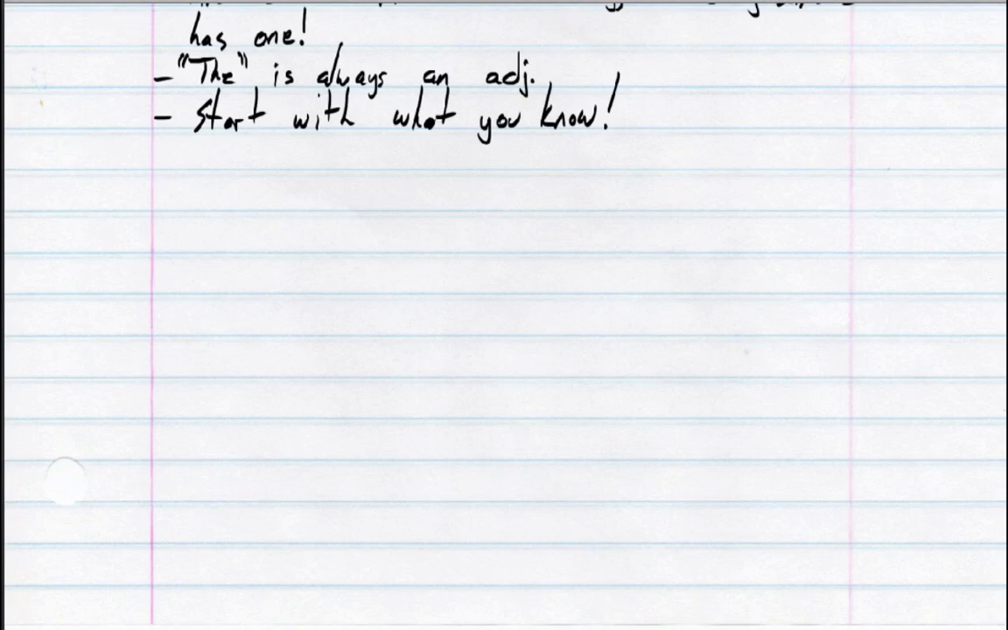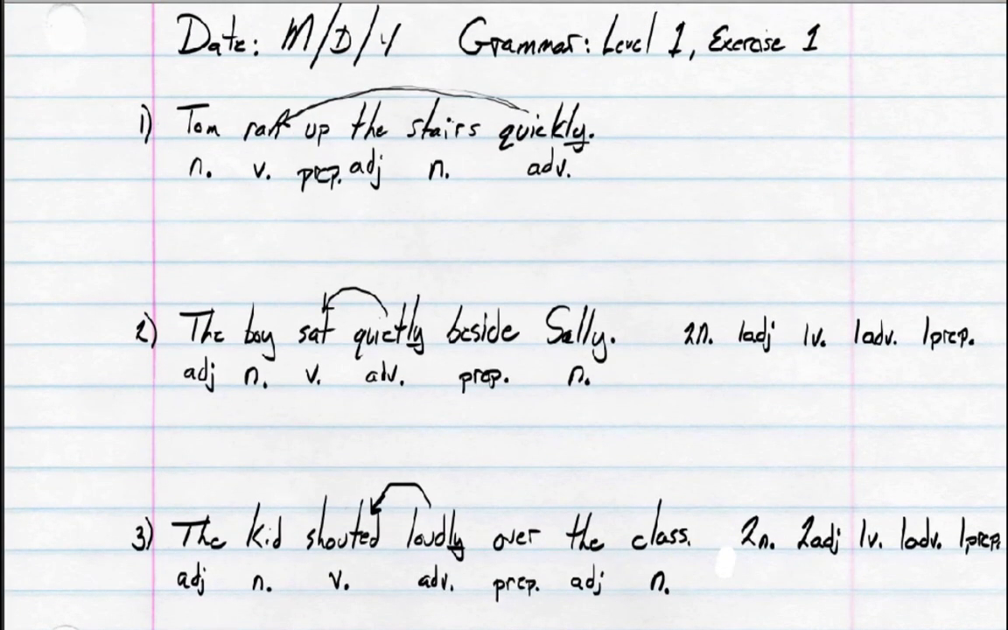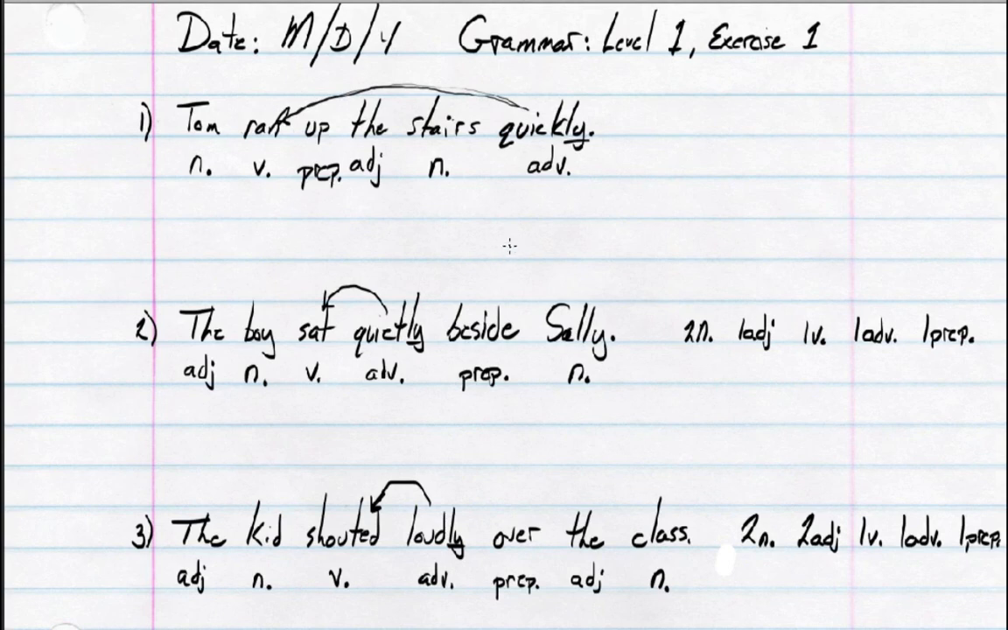All right, those are three sentences all together that we've run through on level one and the rationale behind. I'll see you over at level one, exercise 2.